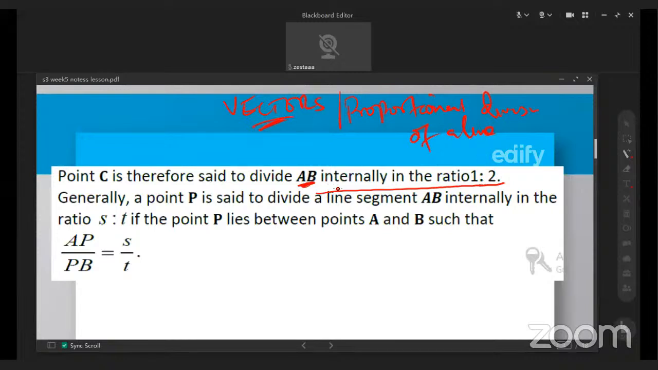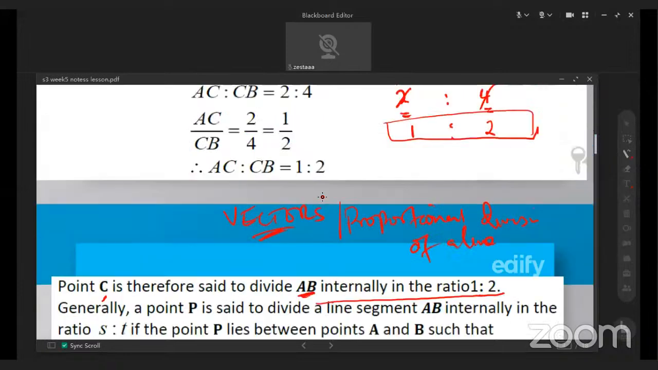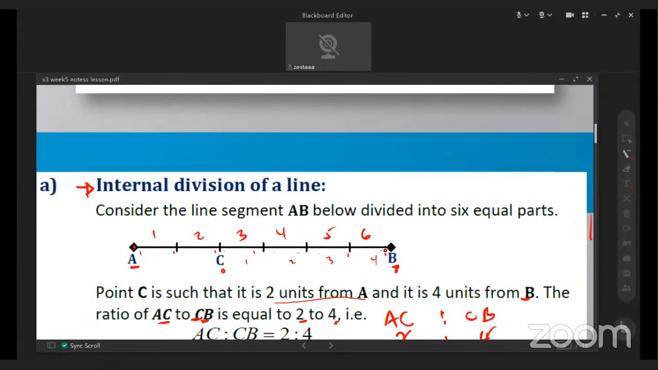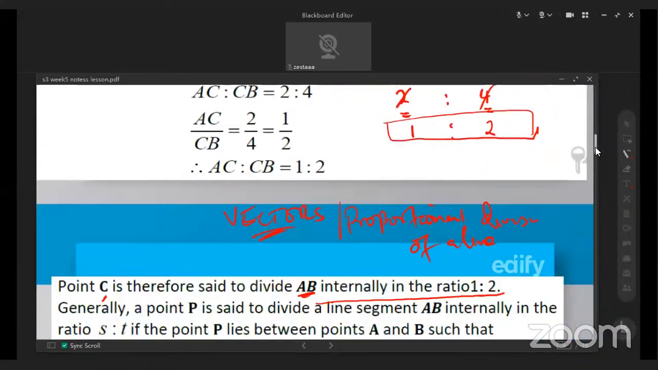So we are saying that C is dividing up this line AB internally. Why are we saying internally? Because it is in between these points here. So any point that comes between these points, we would say it divides up the line internally. That's the explanation, and that's the conclusion we are drawing from here.